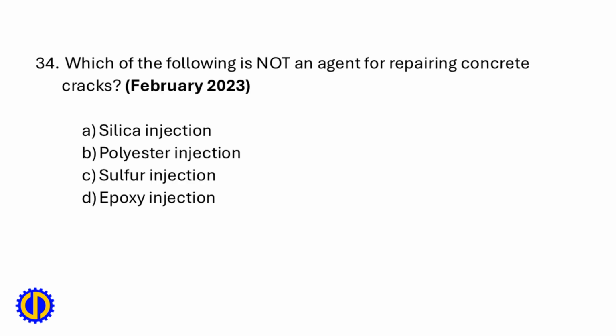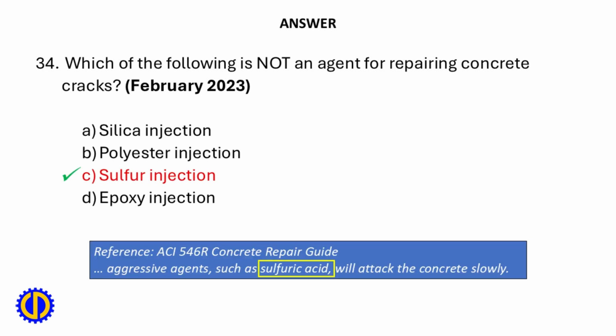34. Which of the following is not an agent for repairing concrete cracks? A. Silica injection, B. Polyester injection, C. Sulfur injection, D. Epoxy injection. C. Sulfur injection. Reference: ACI 546 Concrete Repair Guide. Aggressive agents, such as sulfuric acid, will attack the concrete slowly.